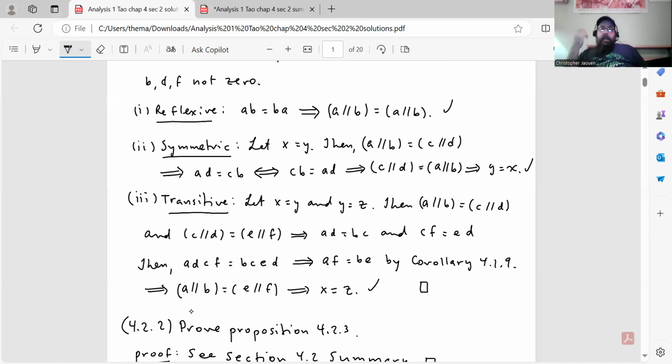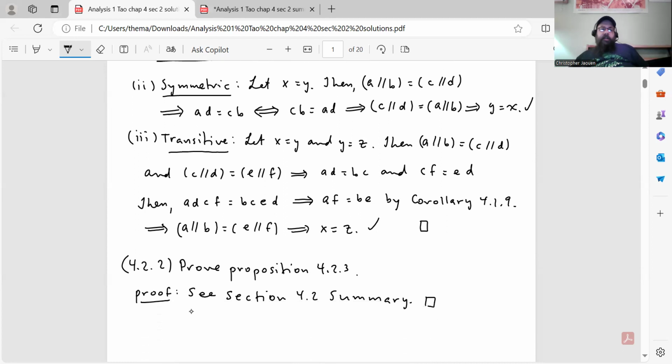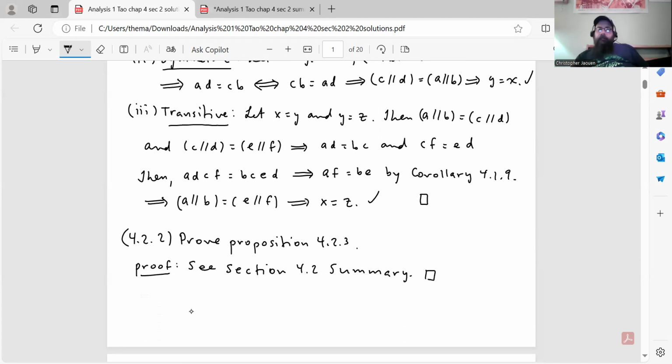Symmetry follows. If we let X equal Y, then that means that A/B is equal to C/D, and those equivalence classes we said are equal if AD equals CB. And by the properties of the integers, since equality of integers is an equivalence relation, that means that CB is equal to AD, which implies that C/D equals A/B, which implies that Y equals X. So that shows symmetry.